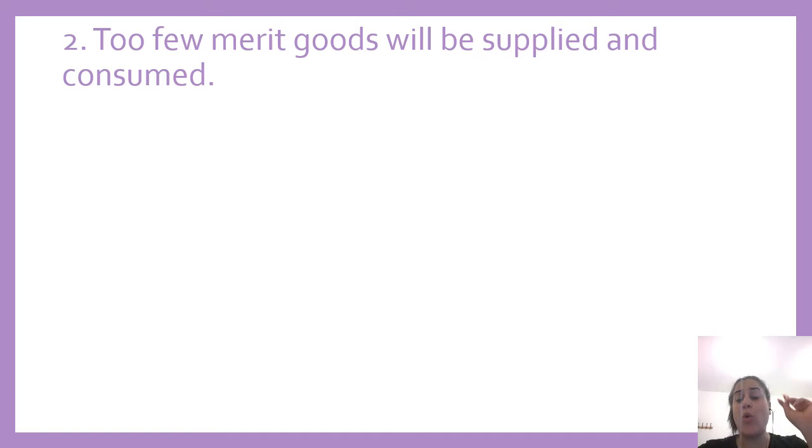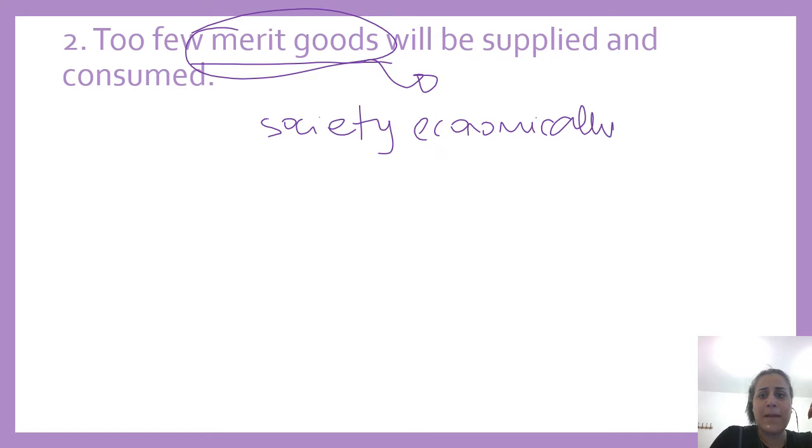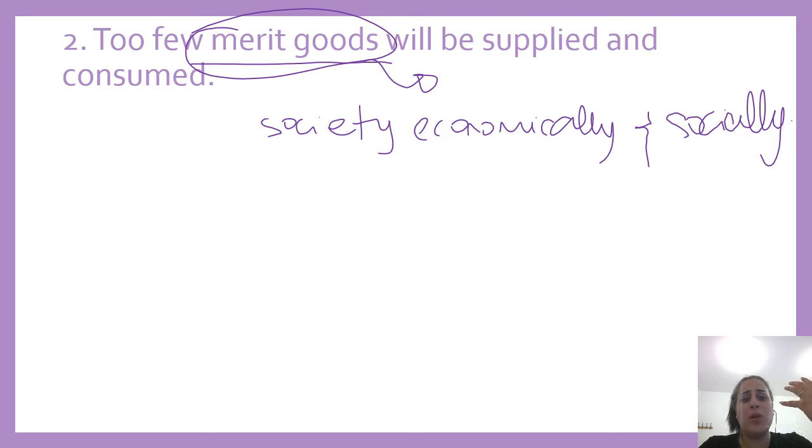Now, the second way a market can fail is that too few merit goods will be supplied and consumed. What are merit goods? Merit goods are goods provided to us by the government, but usually the government was thinking about the less fortunate. Okay, so again, merit goods, they will benefit the society economically and socially. The more people consume merit goods, the better it is for them and everyone else. So merit goods, it is better if we consume them.